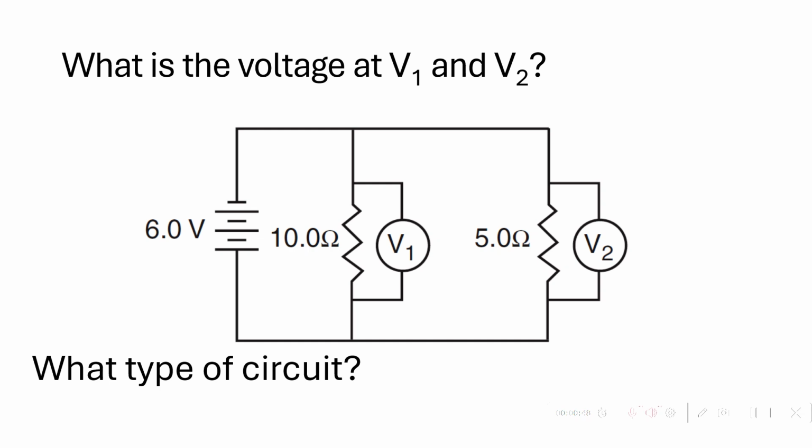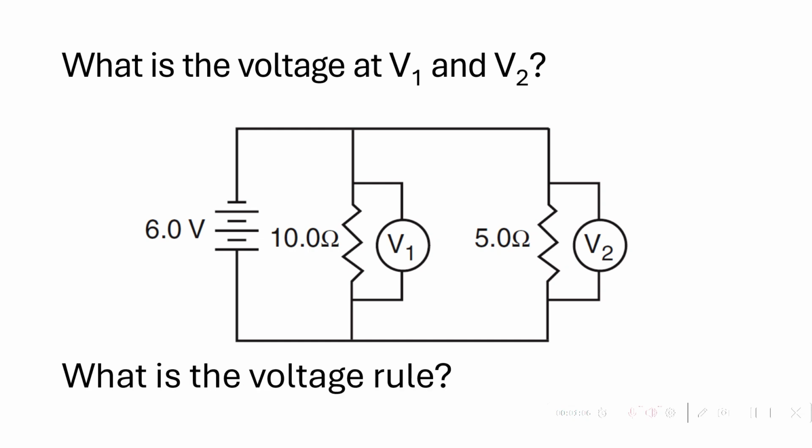Okay, so the question for this one would be, what is the voltage at V1 and V2? But the first step is, what type of circuit is this? So you're determining how many paths you can make through the resistors. Okay, so now you know that this is a parallel circuit because you can make two paths through the resistors.